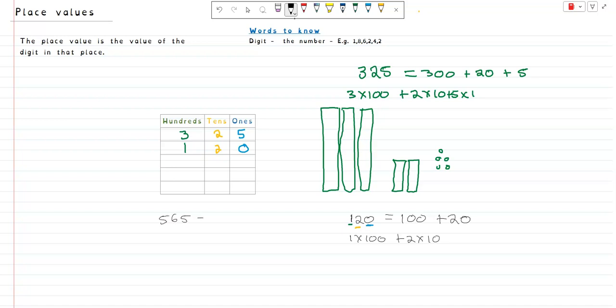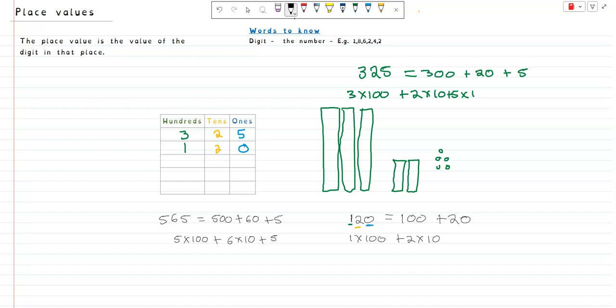Our second last number is 565. So let's read 500, plus 60 and plus 5. 565. Okay, what's the other way of writing it down? We have 5 times 100 pieces. Then we have 6 times 10 pieces. And we have 5 ones.